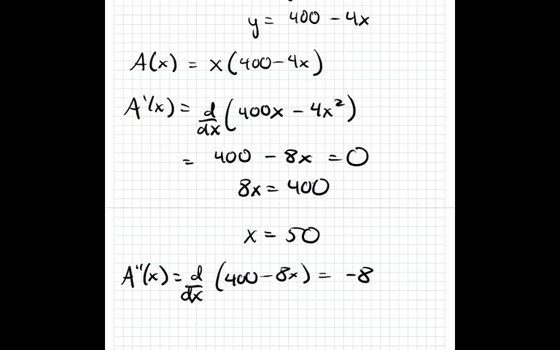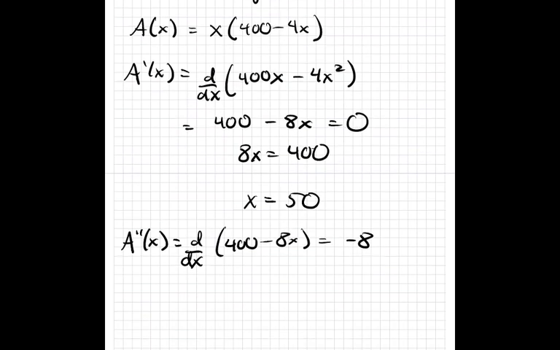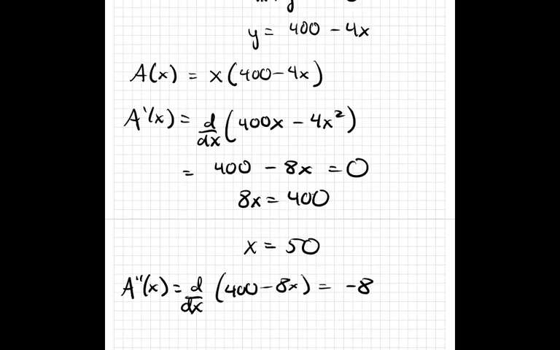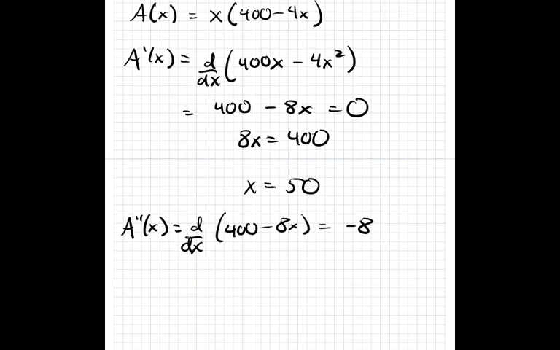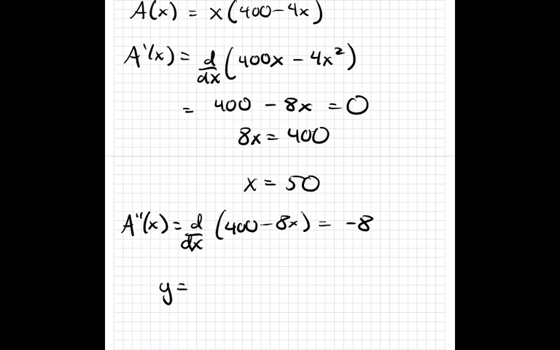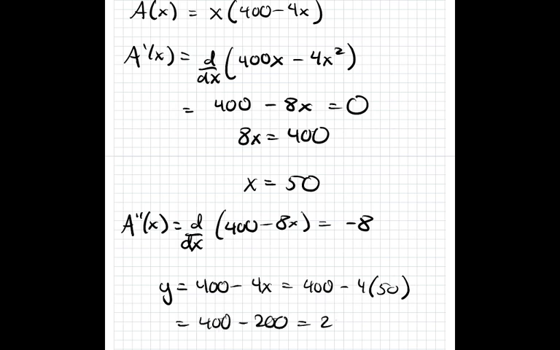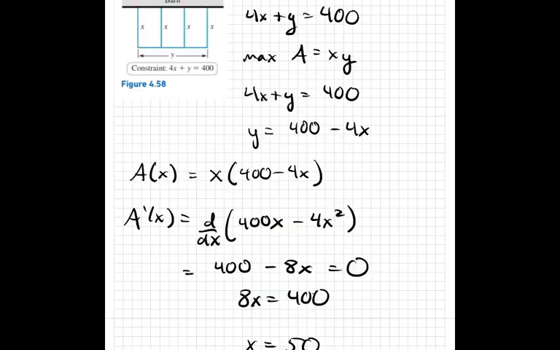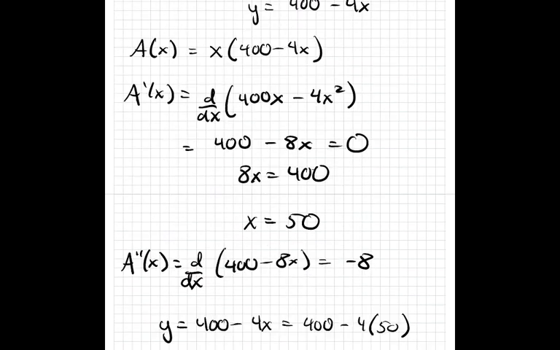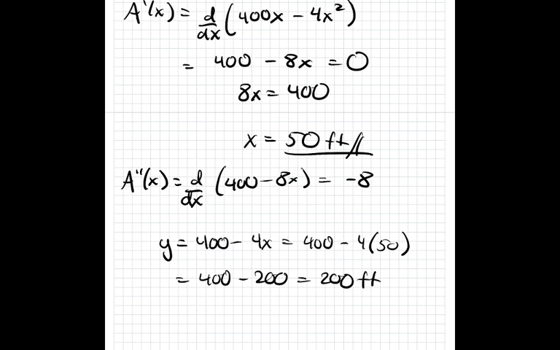Okay. So then when x is 50, we can actually solve for y. So we said that y is going to be equal to 400 minus 4x, so 400 minus 4 times 50. And 4 times 50 is 200, so 400 minus 200, which is 200. Now let's get some units here. It should be feet, right? So we have x is 50 feet, y is 200 feet, okay?